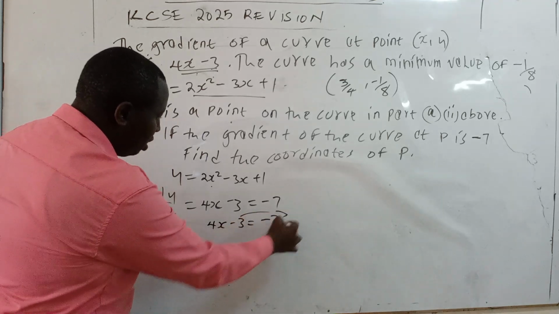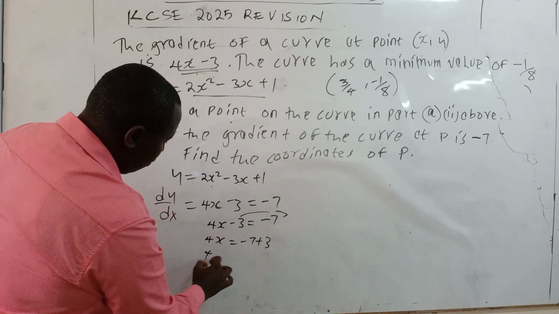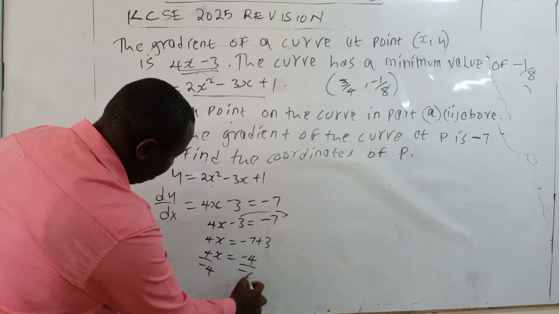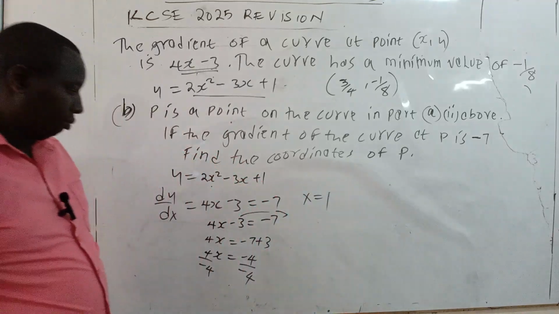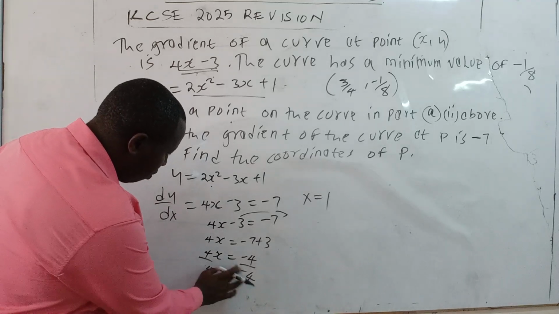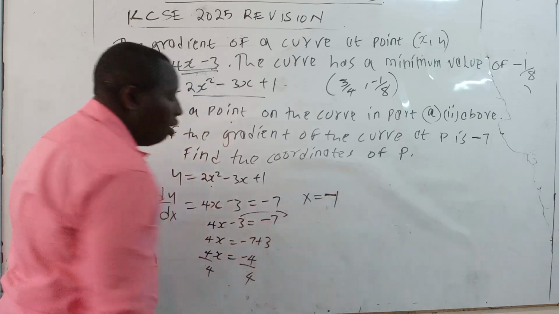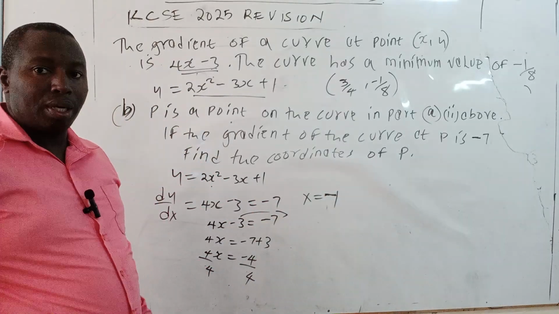So what is x? 4x equals minus 7 plus 3. 4x equals minus 4. Divide by 4. Sorry, you are dividing by 4, not minus 4. So our x is equal to minus 1.